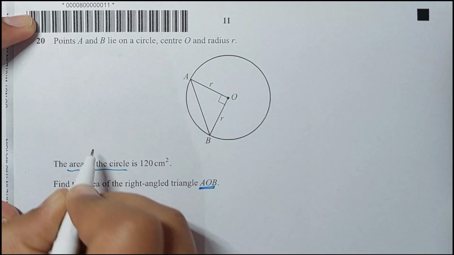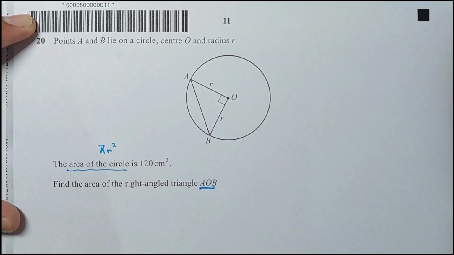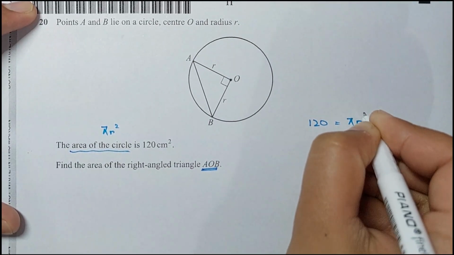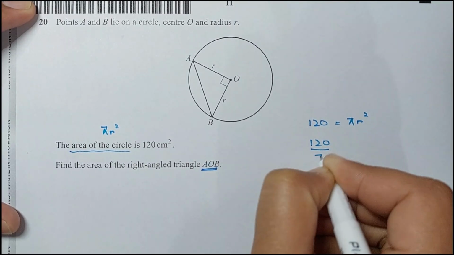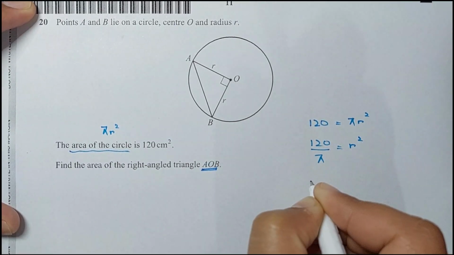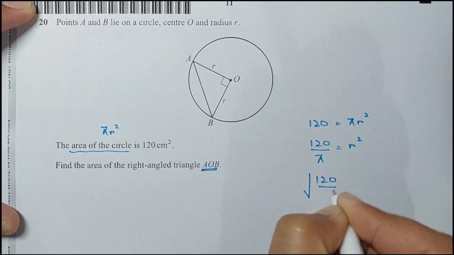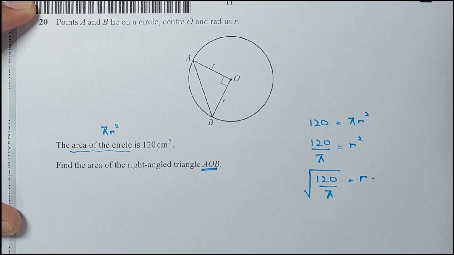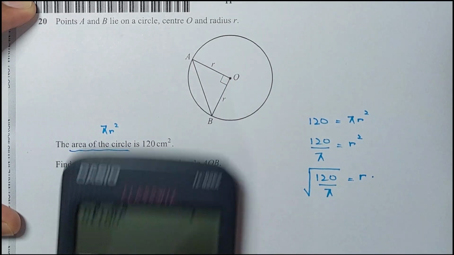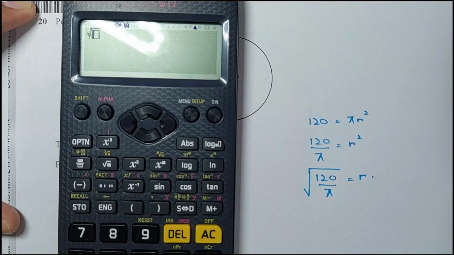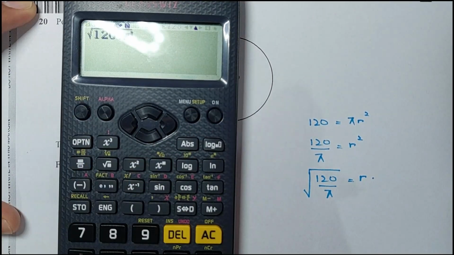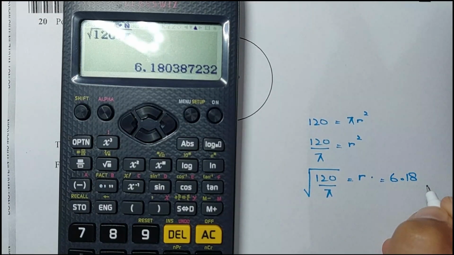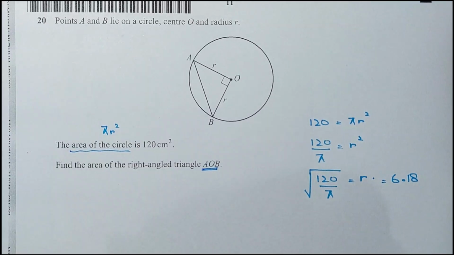The formula for the area of a circle is pi times radius squared. So the area of the circle is 120. This would be equal to pi times radius squared. So 120 divided by pi is the value of radius squared, and the square root of 120 over pi would be equal to the radius of this circle. Root of 120 over pi equals 6.18 centimeters. That is the radius.